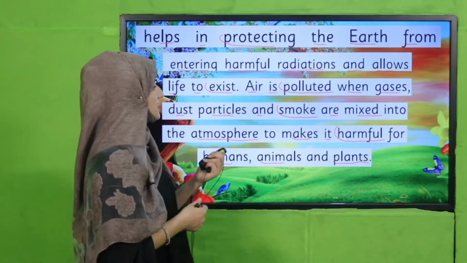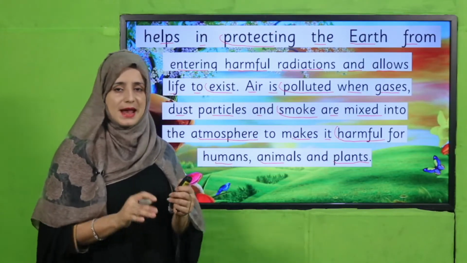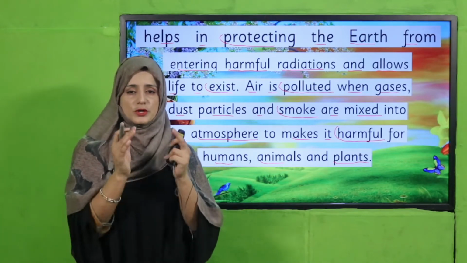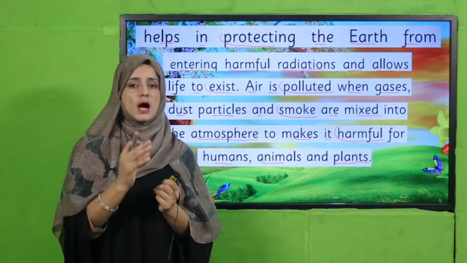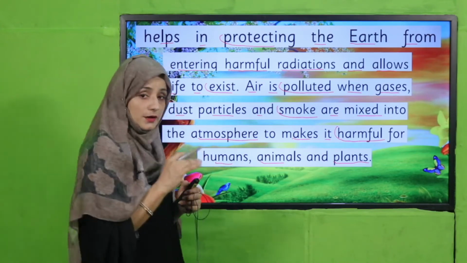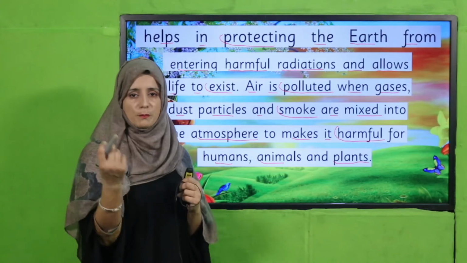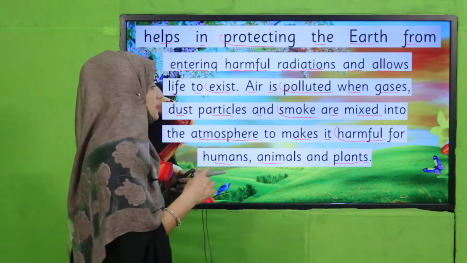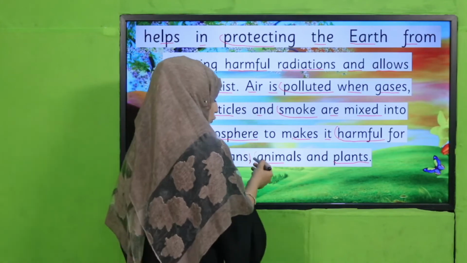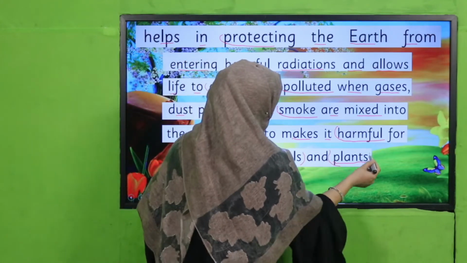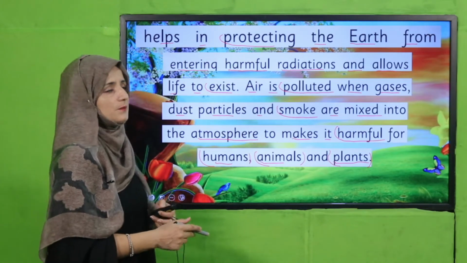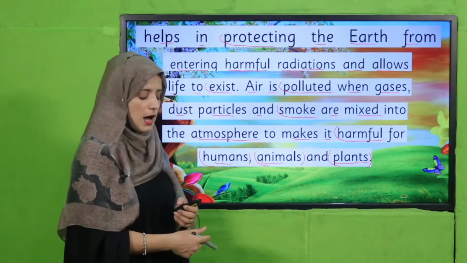Yes, my dear students. So the cover of atmosphere is protecting our earth from the harmful rays of the sun. And when air is polluted by a combination of different gases, then definitely it is harmful for humans, for animals, as well as for plants, all living things. For all living things, that pollution is so harmful.